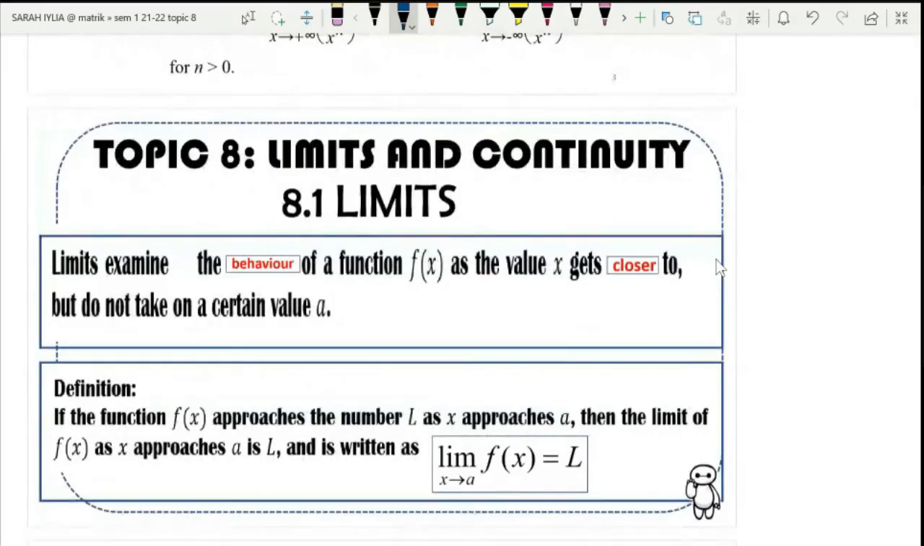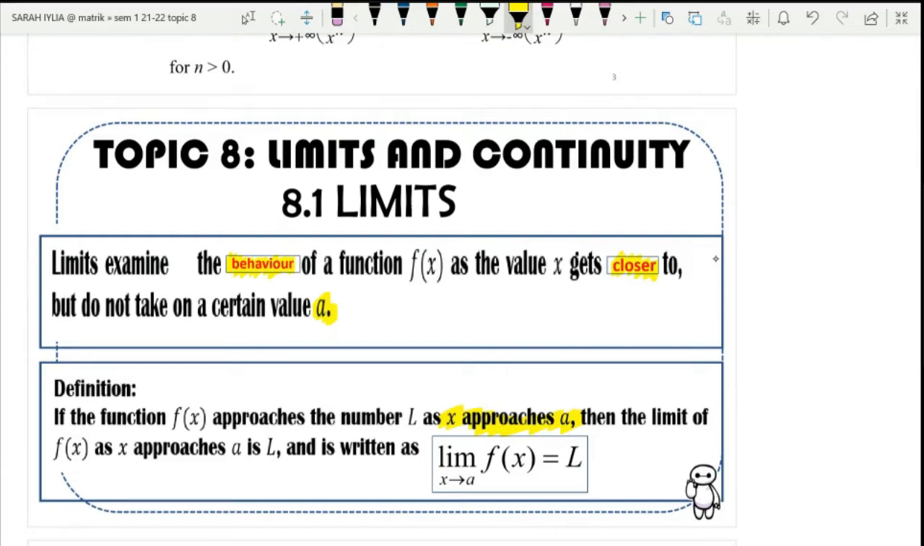Similarly, limits basically we examine the behavior of a function. Kita nak tengok apa jadi kat function tu as the value of x gets closer to but do not take on a certain value of a. Itu dari segi definitionnya lah ayat dia. Okay. And then if a function approaches the number L as x approaches a, then the limit of x approaches a is written as limit.